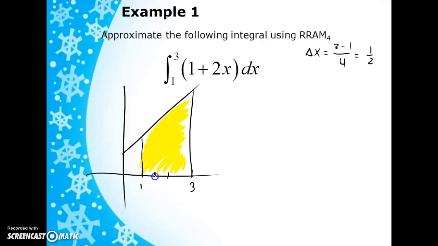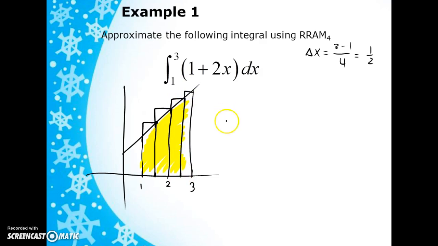So starting at 1, I come 1/2. Then I go to 2, then I come 1/2, and then I go to 3. Each one of these rectangles is going to hit on the right-hand side. So this should be the top right-hand corner of my rectangle. This is going to be the top right-hand corner. This is going to be the top right-hand corner, and that's going to be the top right-hand corner.